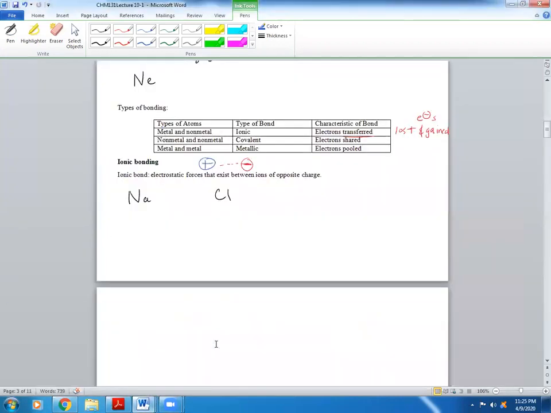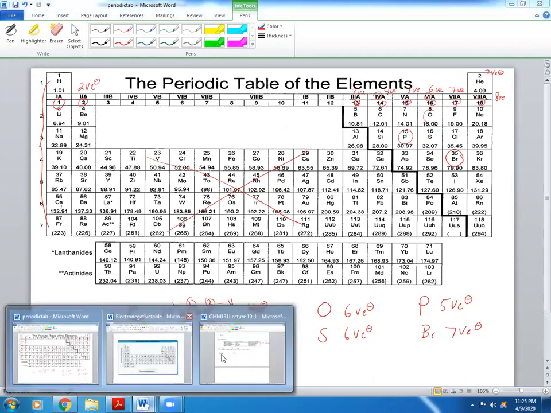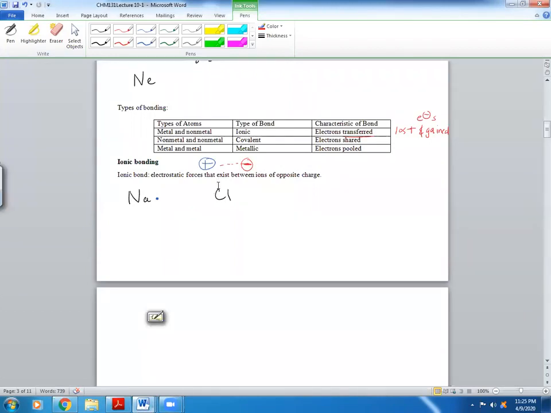So let's go back. Here it is. That's the Lewis dot structure. Chlorine, on the other hand, let's go to the periodic table, has how many valence electrons? 7. 7 valence. Okay.